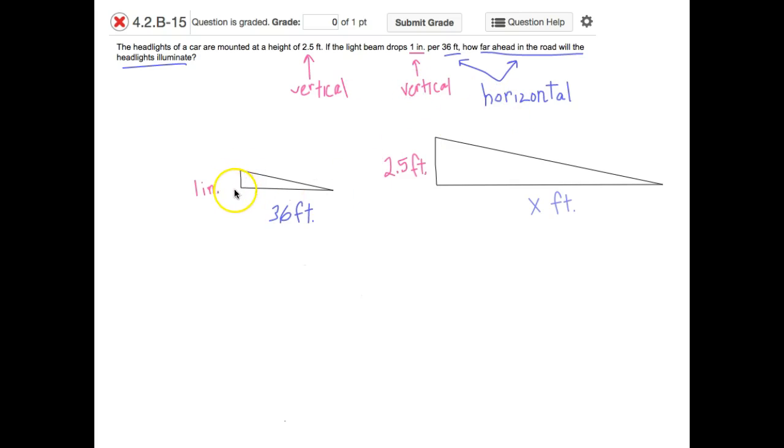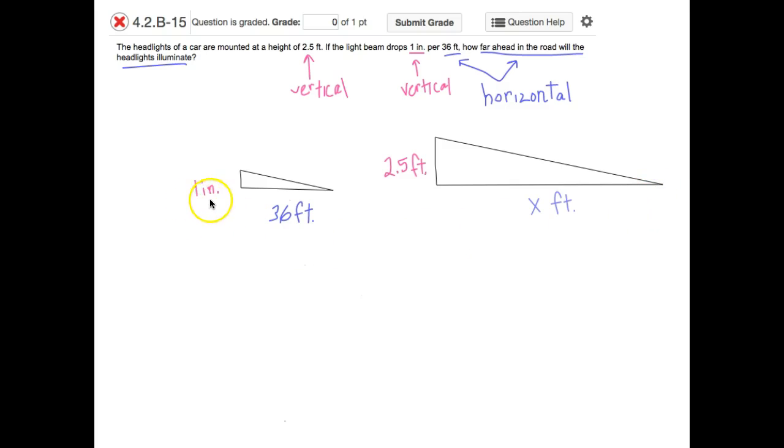everything placed correctly. So the 1 inch is the amount that the light will drop for the projection out horizontally for 36 feet. 2.5 feet is the height of the headlights, and we want to know how far that would project out.